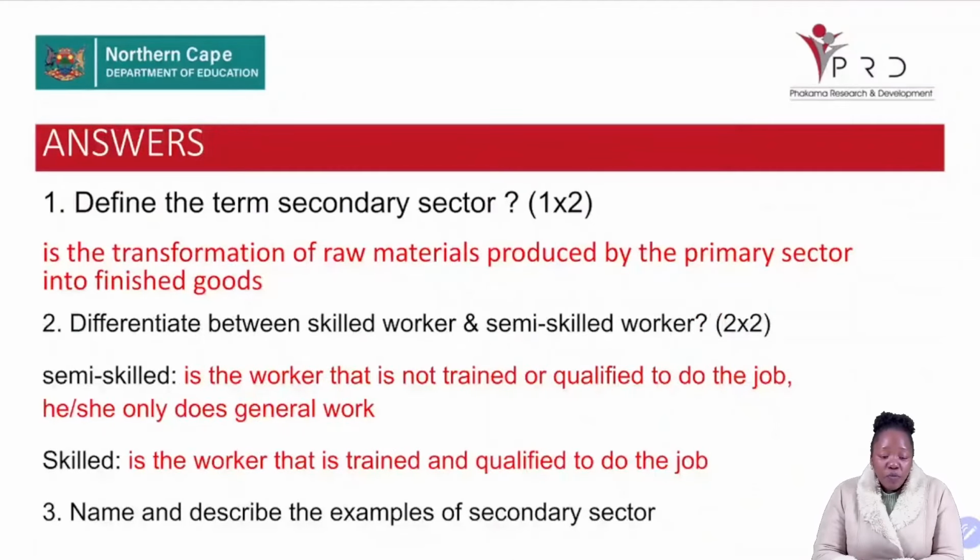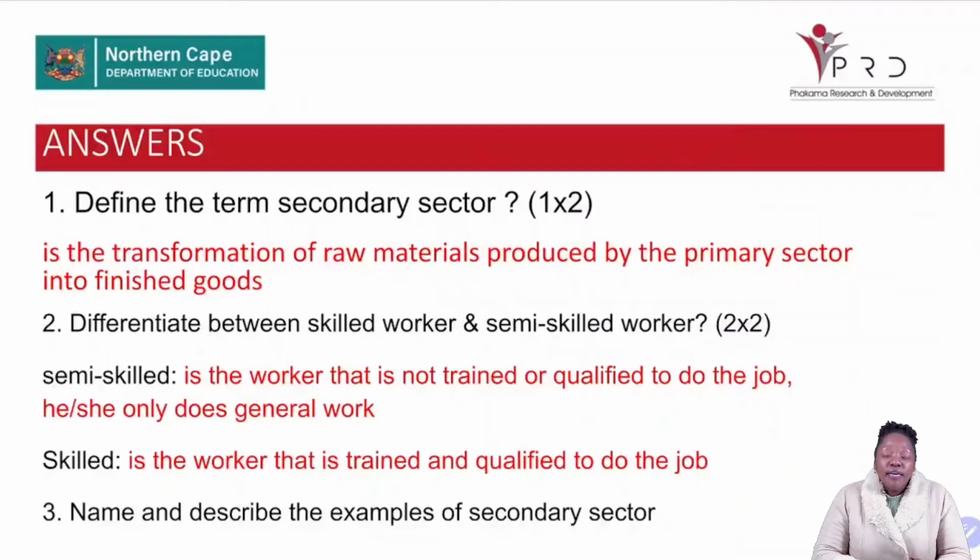So the first one, we're supposed to define what is a secondary sector. Remember, there are so many ways that you can use, as long as you emphasize that it's to transform a raw material into a final product. So here it says it is the transformation of raw material produced by the primary sector into finished goods.